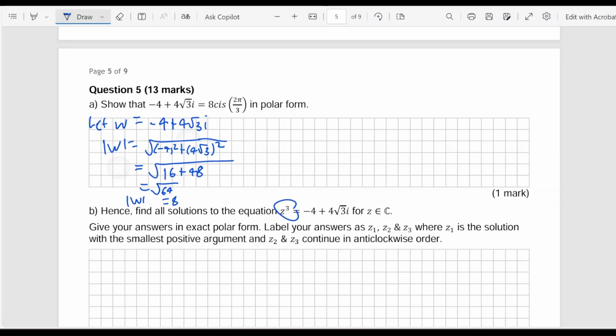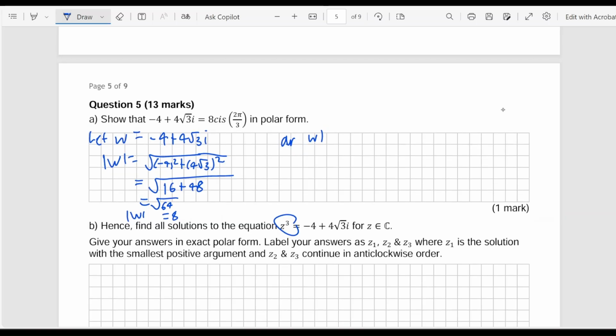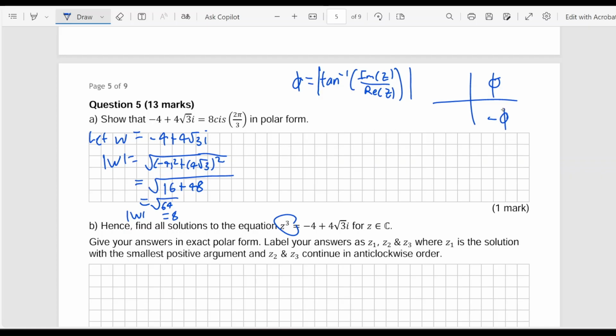There's mod w. Argument of w. Now we've got to adjust it. So usually what I do with the arguments is we calculate this angle phi. Now this is inverse tan of the imaginary bit over the real bit, and you make it positive. So I'm going to put bars around it. That means you make it positive. If it's in the top right quadrant, you keep phi. Down here it's minus phi. Up here it's pi take phi, and up here it's phi take pi. Whatever quadrant you're in, you just adjust that.